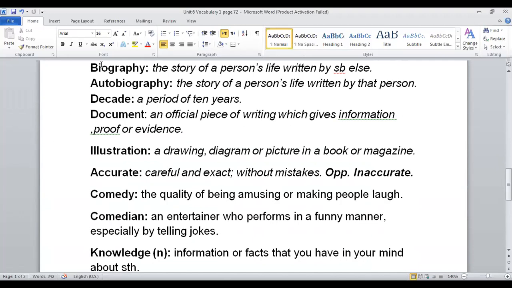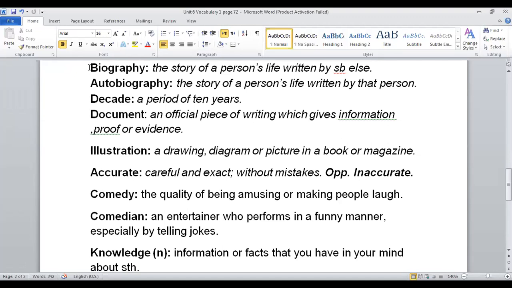Biography and autobiography. Pay attention because we have two words and maybe they are the same or similar to each other. The first word, biography, means the story of a person's life written by somebody else. If you write a story about someone, and this is his real, factual story, this is called biography. Like President Sadat, there were a lot of writers who wrote about him. This is called biography.